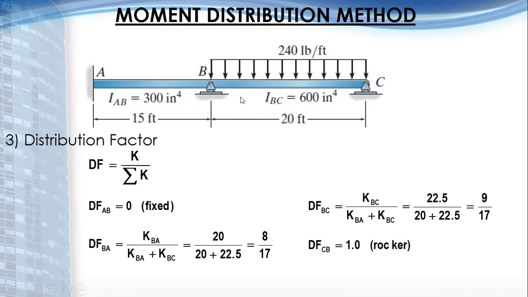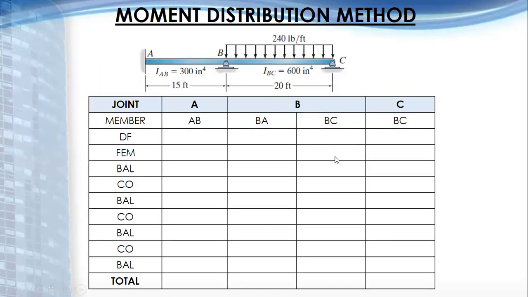After this, we will construct a table. In the table, we have four members, AB, BA, BC, and CB. And joints A, B, and C. And then the next rows are distribution factor, fixed end moment, balancing moment, carry over, balancing. Every time you balance, that's one cycle. For this one, let's have a maximum of 4 cycles. So cycle 1, 2, 3, and 4.